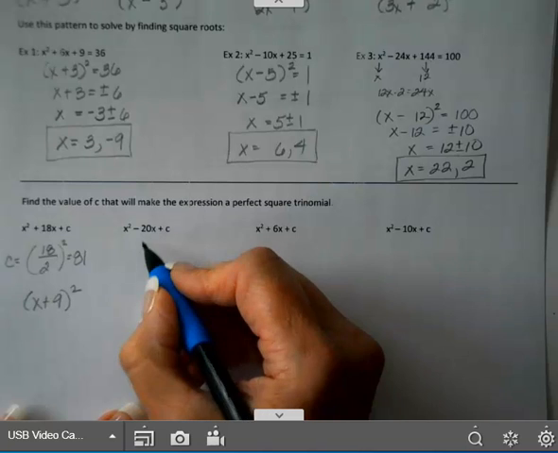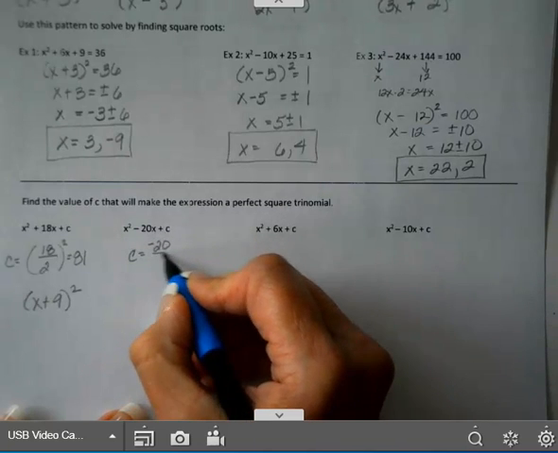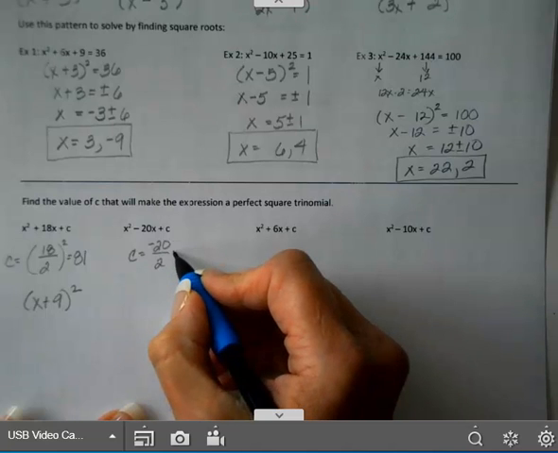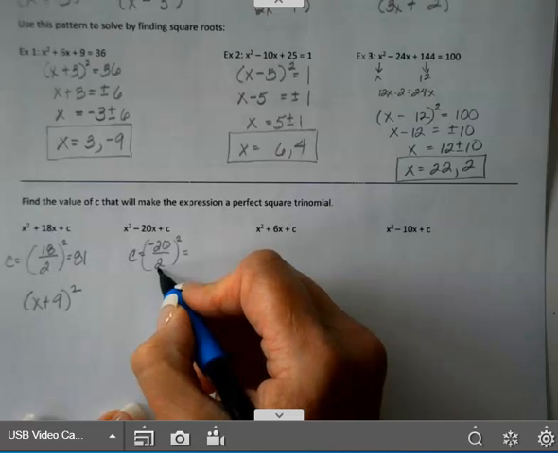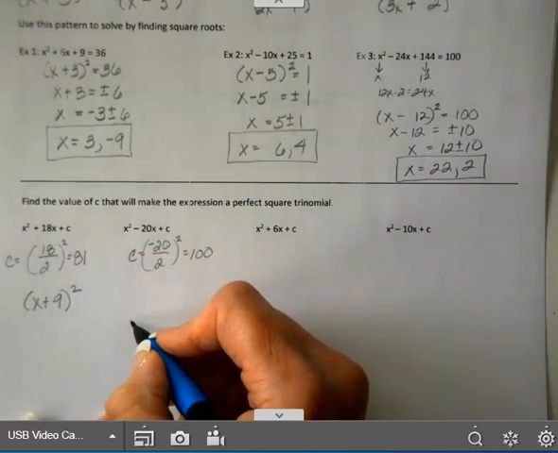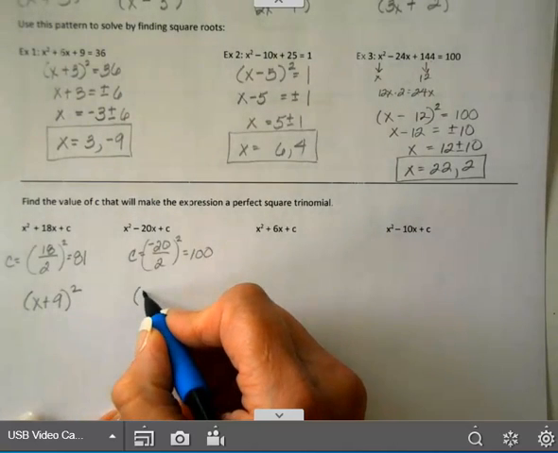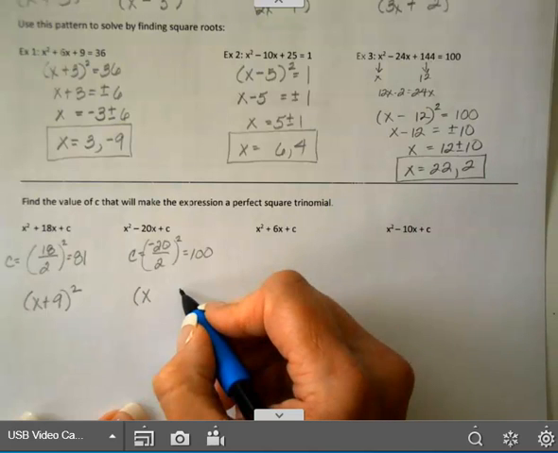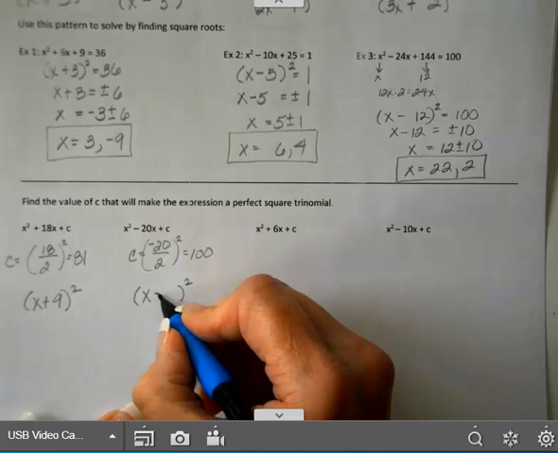On this one, to find C, you take half of the coefficient and square it. So that will be negative 10 squared gives you positive 100. So C would equal 100. And for bonus, if I want to go ahead and write this as a perfect square trinomial, it's just half of that goes inside here. So it would be minus 10.